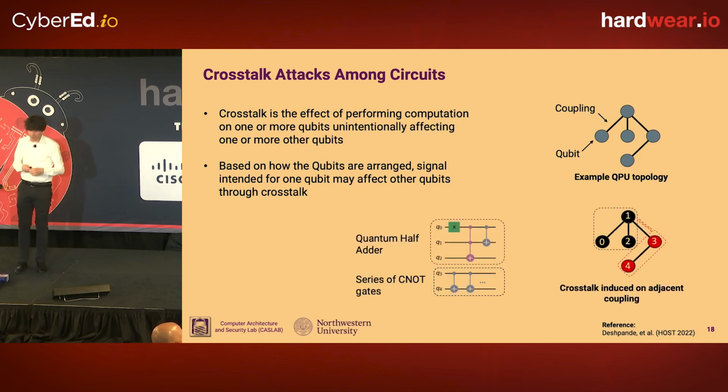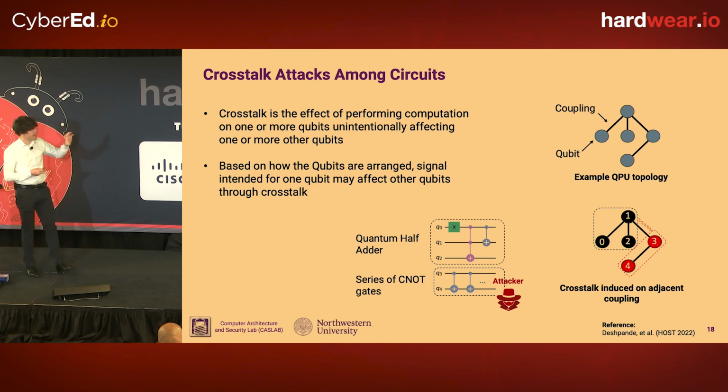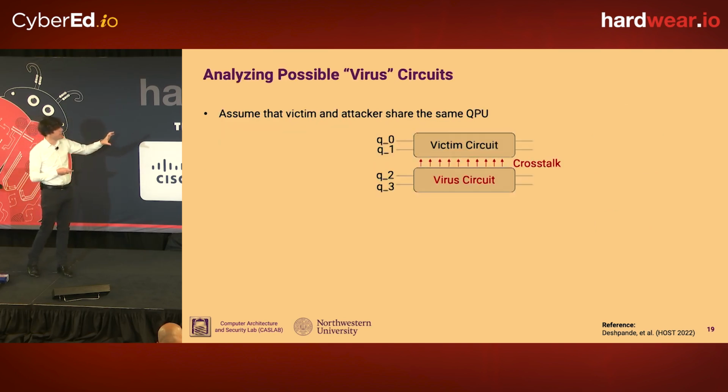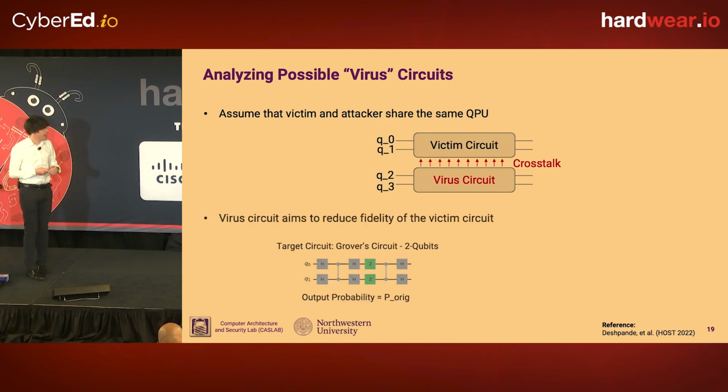The basis of the security analysis was: what if we assign different circuits to different parts of the quantum computer? Let's say there's one user that has some benign circuit and another, let's call them an attacker, that has a malicious circuit. Those are running on different parts of the quantum computer. The typical diagram here is that you have a few qubits assigned to a victim circuit, a few qubits assigned to an attacker circuit, and they're trying to cause crosstalk.